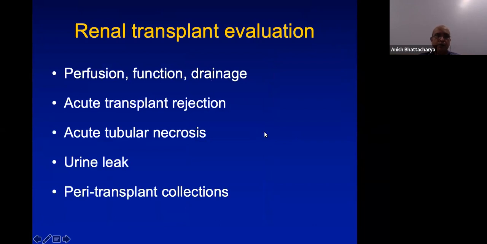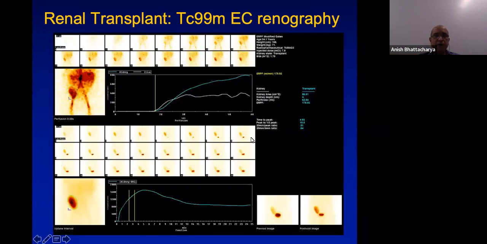Coming to renal transplant evaluation. So you can use dynamic renal scintigraphy to detect perfusion, function, and drainage of the transplant kidney, detect acute transplant rejection, ATN, urine leaks, and peri-transplant collections. So this is a renal transplant normally functioning.